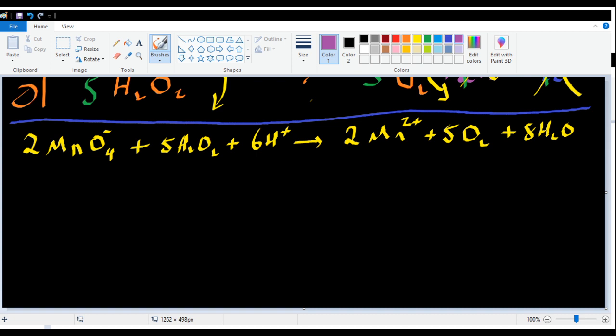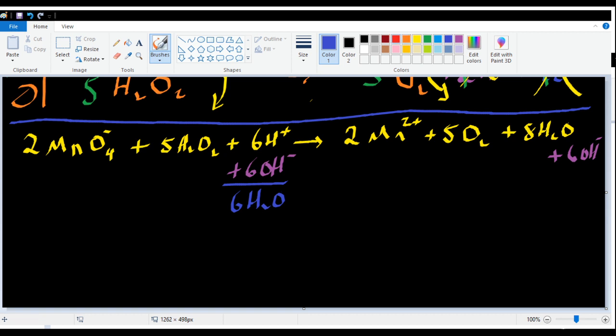We have 6 H+ on the left, so we'll need to cancel that out with 6 OH-, 6 hydroxides. But whatever you do to one side of the reaction at this point, you have to do to the other to keep it balanced. So we add 6 hydroxide to the other side as well. H+ plus OH-, acid plus base neutralizes to make H2O.